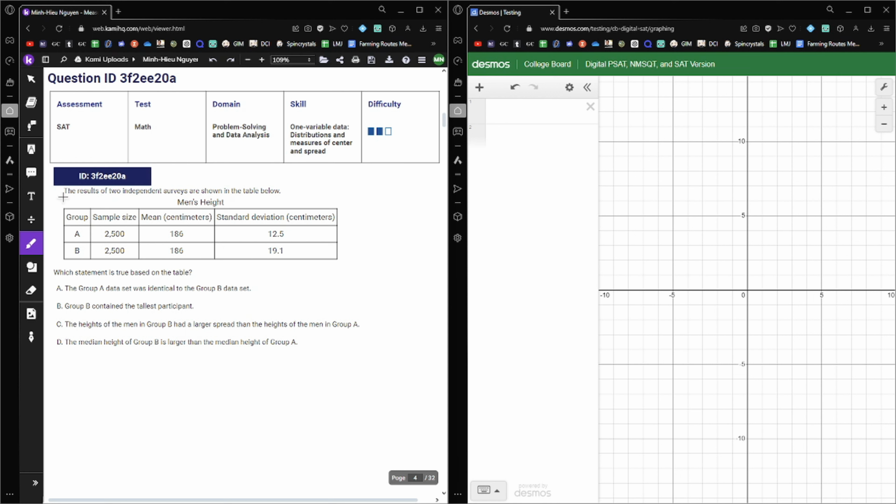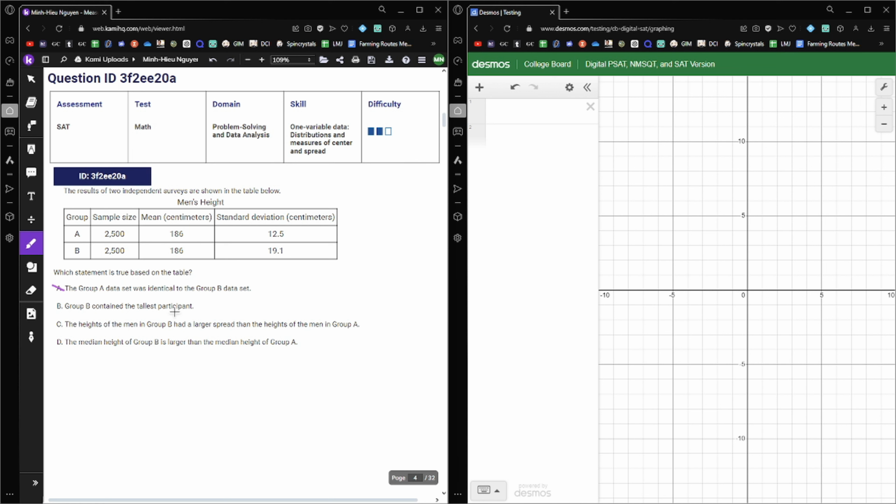Question number 4. The results of 2 independent surveys are shown in the table below. Which statement is true based on the table? Alright, the question gave us nothing to work with, so let's just read our answer choices. The Group A dataset was identical to the Group B dataset. Well, if we look, they do have the same sample size, and they also have the same mean. However, they don't have the same standard deviation, so A is not our answer.